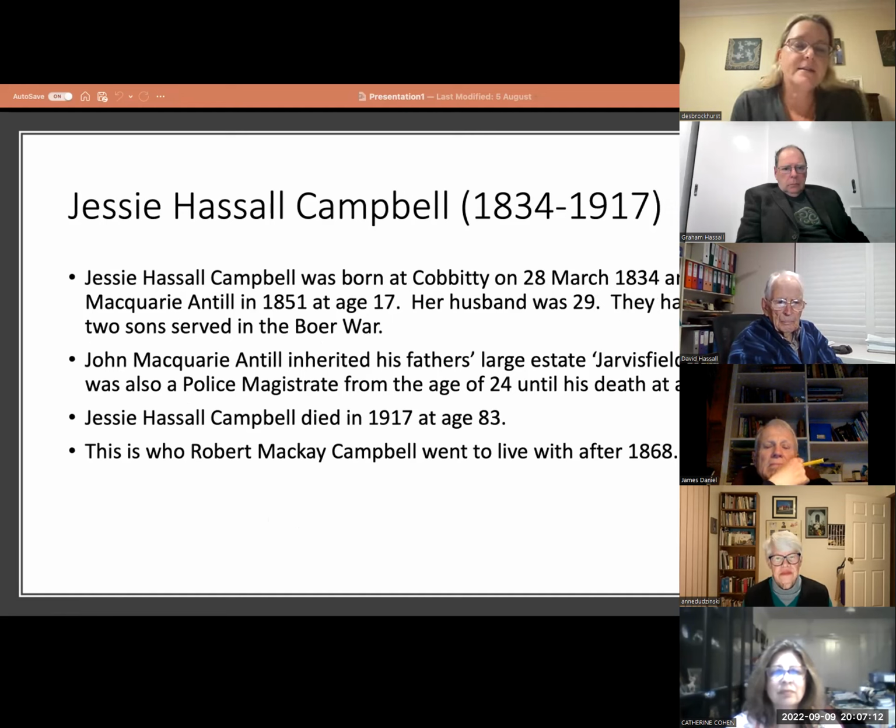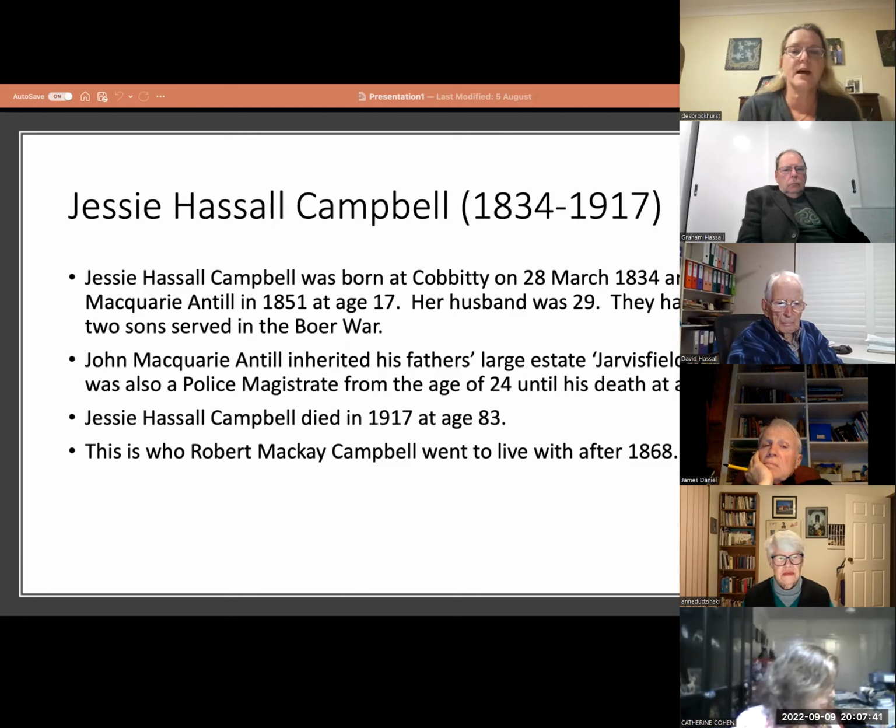Now, the Antill family were military famous, I guess you'd say, and they had the large estate Jarvis Field, which is now, I believe, a golf course or something at Picton. John Macquarie Antill was also the police magistrate from the age of 24, so quite an esteemed family. Jessie Hassall Campbell died aged 83 in 1917.